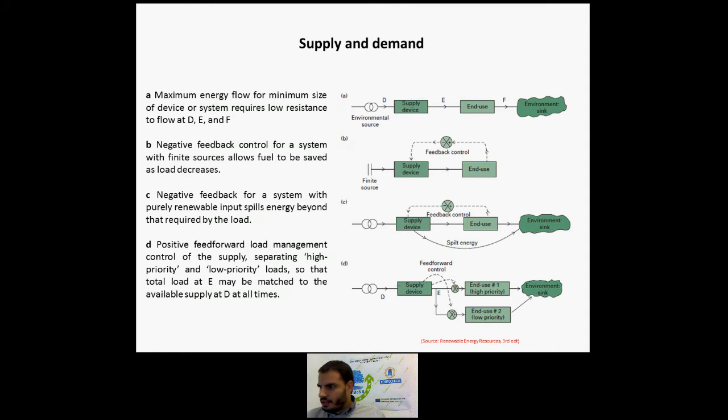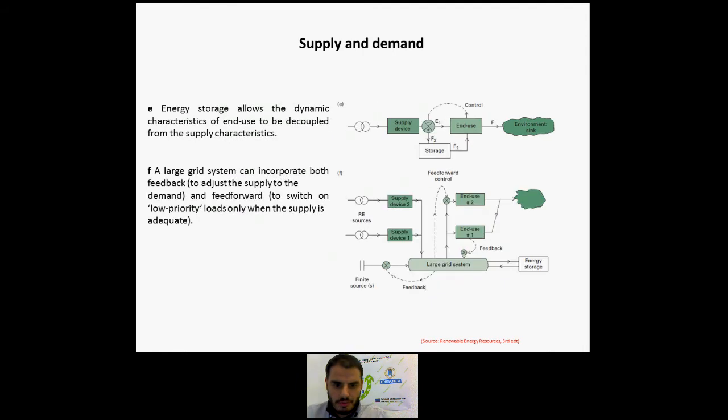Now let's see this one with the same symbols. This is the continuation of the previous slide. Here we can see the energy, it's E, yes. The energy storage allows dynamic characteristics of end use to be decoupled from the supply characteristics. And F, a large grid system, it can incorporate both feedback to adjust the supply to the demand and the feed forward to switch on low priority loads only when the supply is adequate.